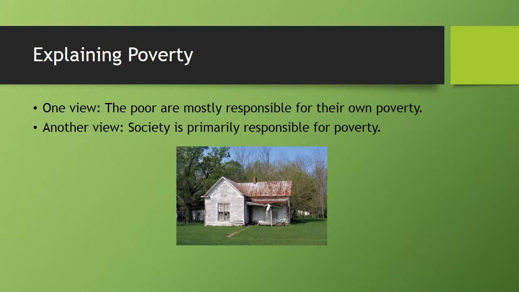Two views characterize explanations of poverty. One view is the poor are mostly responsible for their own poverty. The poor can become trapped in a culture of poverty, a lower class subculture that can destroy people's ambition.